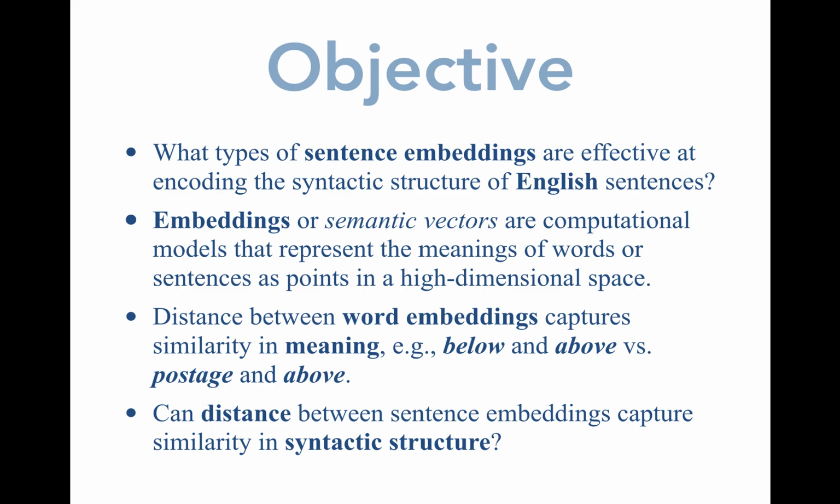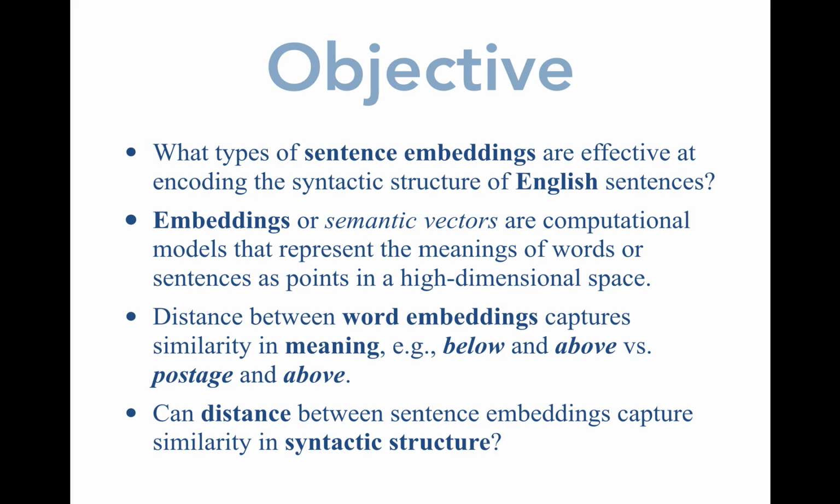The objective of this research is to explore what types of sentence embeddings are effective at encoding the syntactic structure of English sentences. Embeddings, also known as semantic vectors or distributional semantic models, are computational models that represent the meanings of words or sentences as points in high-dimensional space. Distance between word embeddings captures similarity in meaning.